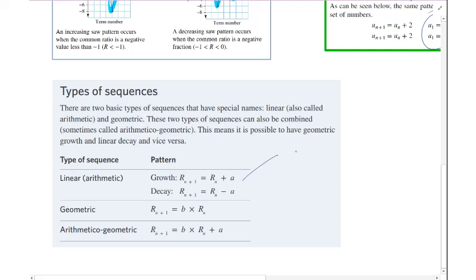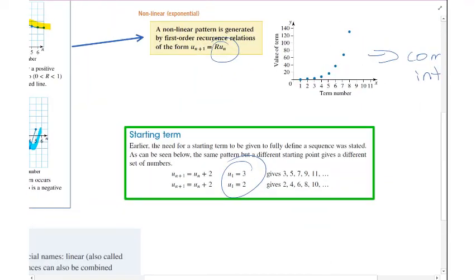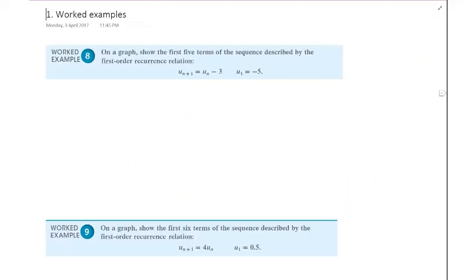And here's just a little bit of a breakdown of the types of sequences. So this one, this is where you're getting a linear increase or decrease. This one here, I'm either getting, depending on what the R value is, a curved line that way. And sometimes you can get this arithmetico-geometric, but I won't go into that at the moment. Okay, so let's go through some quick worked examples. On a graph, show the first 5 terms of this sequence here. Okay, so let's have a look.